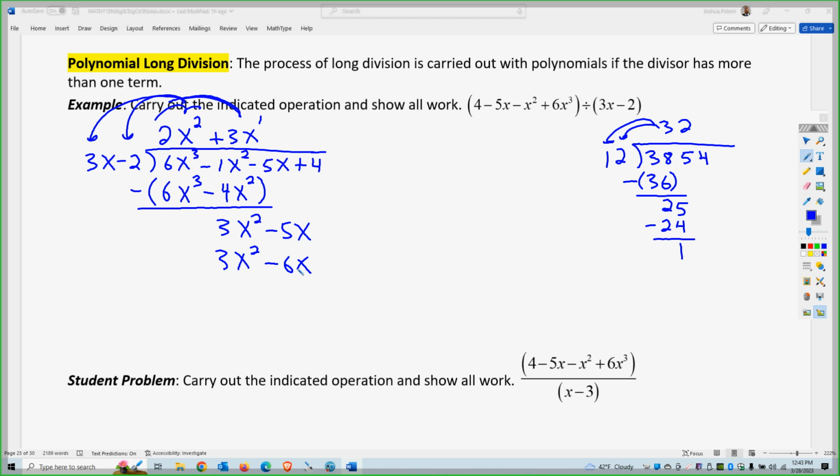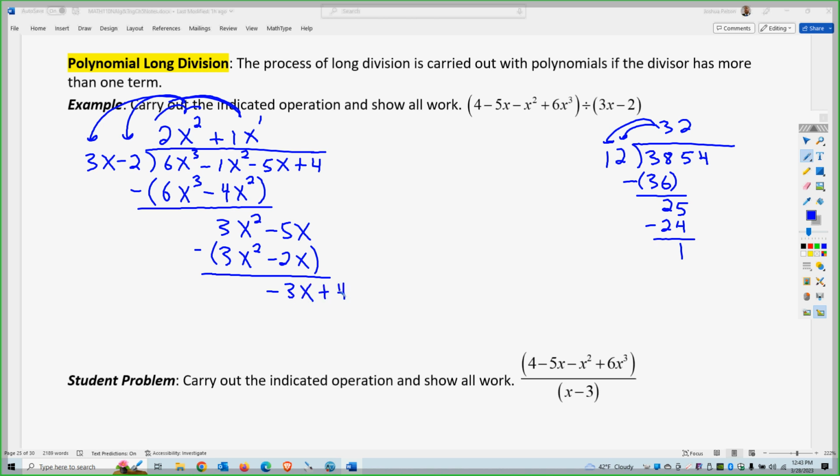Oh, I don't need the 3 actually. I'm sorry. I don't need the 3 because 3 times 3 would give me 9. So this is actually wrong. So I actually only need a 1 because 1x times 3x gives me 3x squared. And then 1x times negative 2 gives me negative 2x. Okay, so that'll actually cancel. So when I subtract, I get negative 3x, and I bring down the 4.